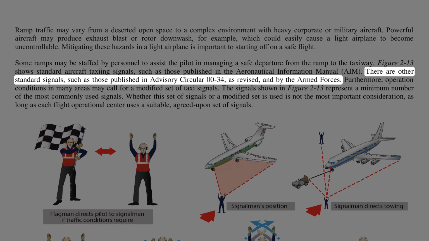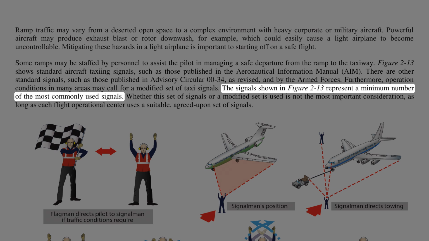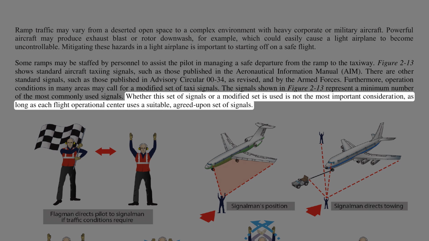There are other standard signals, such as those published in Advisory Circular 00-34, as revised, and by the Armed Forces. Furthermore, operation conditions in many areas may call for a modified set of taxi signals. The signals shown in Figure 2-13 represent a minimum number of the most commonly used signals. Whether this set of signals or a modified set is used is not the most important consideration, as long as each flight operational center uses a suitable, agreed-upon set of signals.